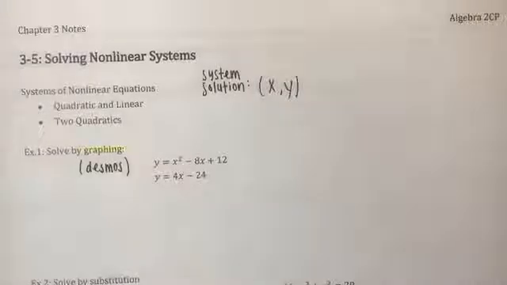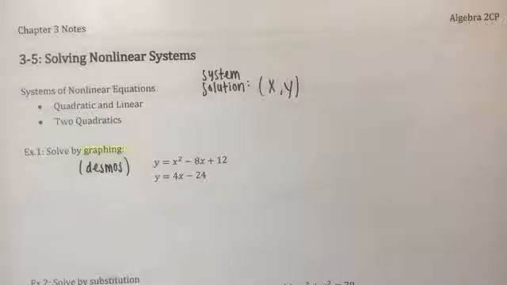So section 3.5 is solving nonlinear systems. Just like in section 1.4 when we were solving systems, same idea here: use substitution, use elimination, those same strategies. The only thing that's different is a nonlinear system means that at least one of the equations will be what it sounds like, nonlinear, so it'll be a quadratic.